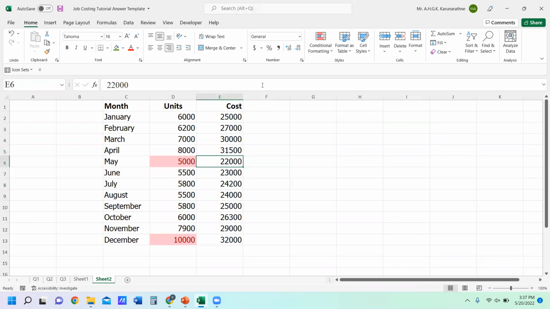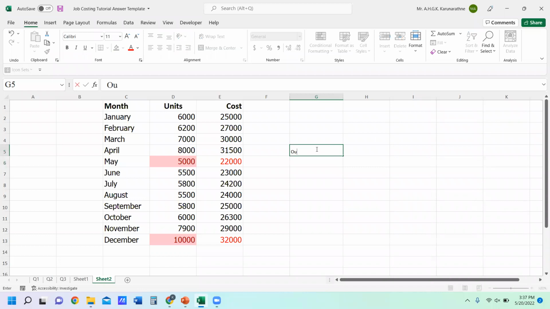Then the corresponding cost. This is our cost at the lowest output level, and this is the cost at our highest output level. Right. Now we can extract this information. Forget about the other information. In the high-low method, we only consider these two figures. Take the output.